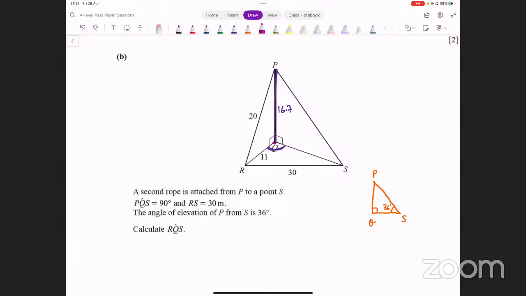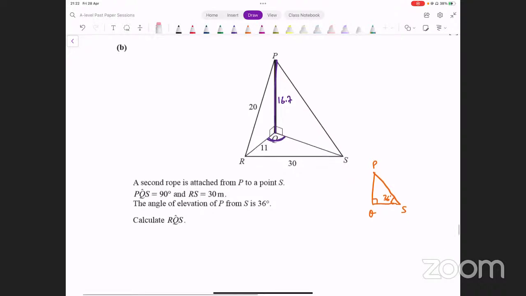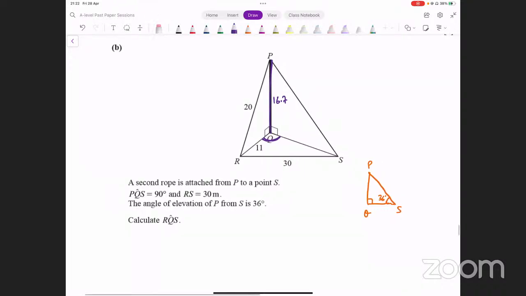अगर हम किसी तरह से QS भी फाइंड कर लें, अगर हम QS लेंथ भी फाइंड कर लें, तो हम क्या कर सकते हैं? हम cos रूल यूज करके RQS के अंदर Q की वैल्यू, Q का एंगल निकाल सकते हैं. ठीक है, how do we find QS now? We have a right angle triangle, उसके अंदर हमें पता है PQ की लेंथ क्या है, हमने पिछले बार में निकाली है 16.7. Can we find QS now?